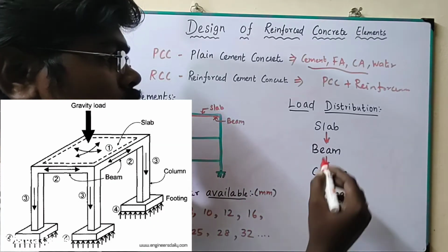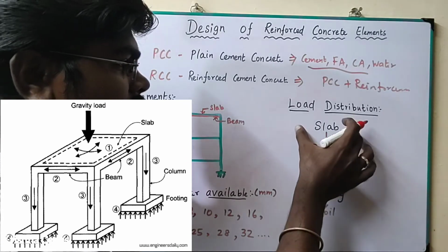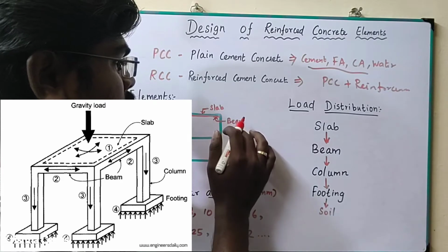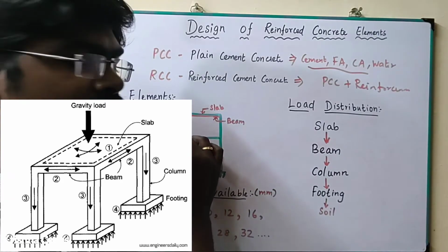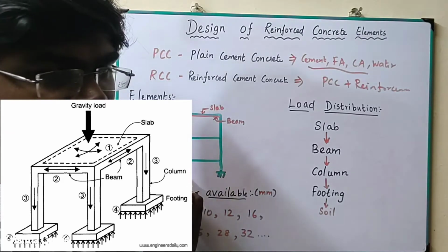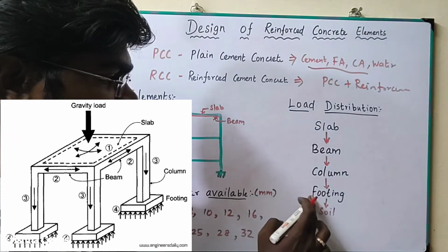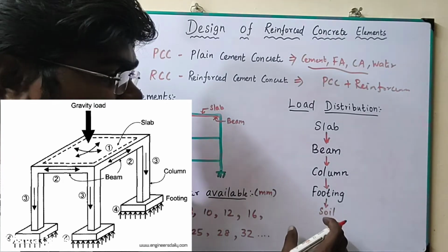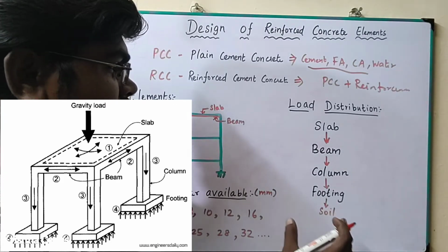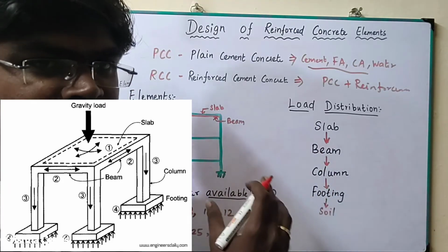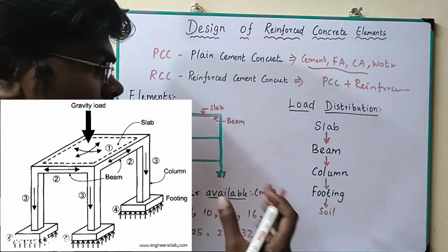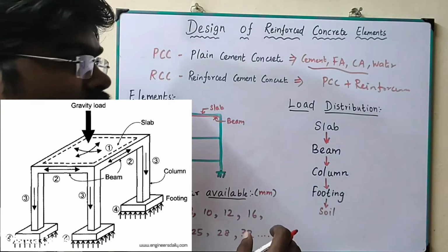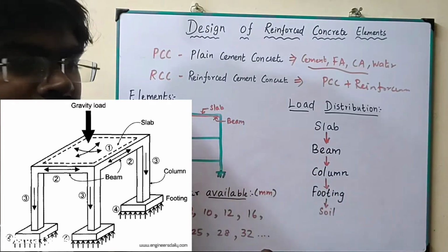Next, how is the load distributed on the building? First we have to design the slab, and the load transfers from the slab to the beam. After that the beam load is transferred to the column, and finally the column load is transferred to the foundation. From the foundation the load is distributed to the ground, that is the soil. The safe bearing capacity must withstand the overall load. Based upon the soil capacity, we will identify which type of foundation we will prefer. Like that we will discuss the load distribution.